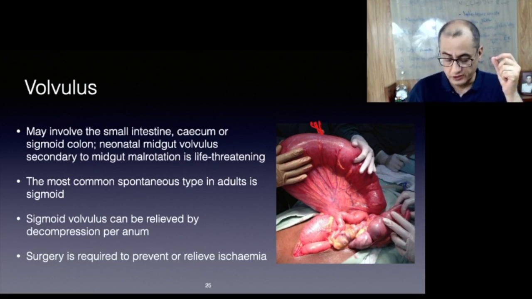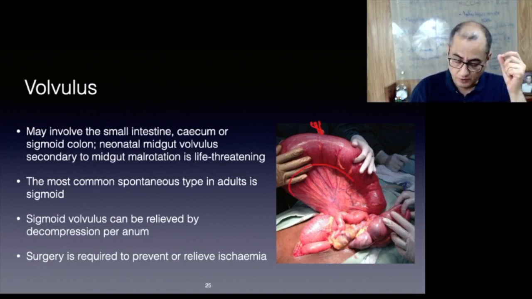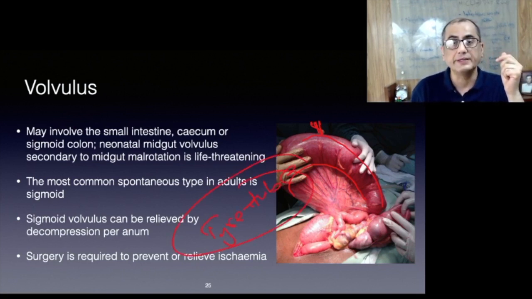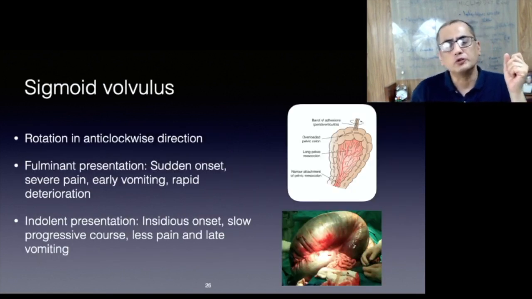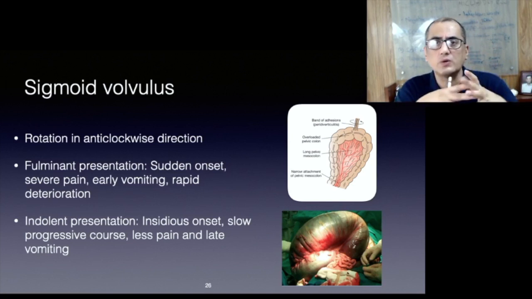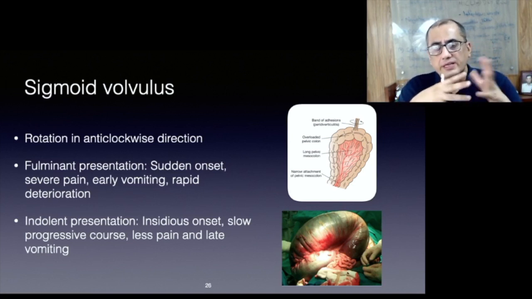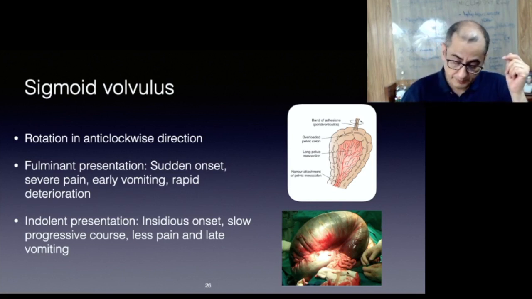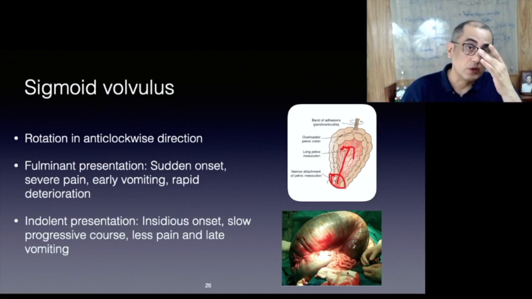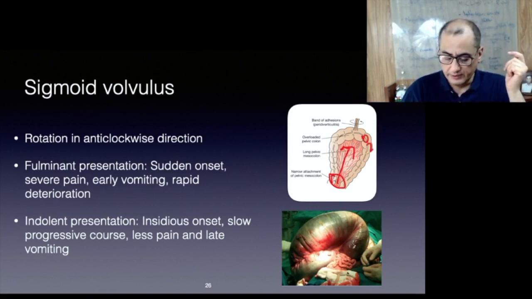This one is a typical appearance of a sigmoid volvulus, and this is a tire tube appearance, right? Now, the rotation in case of a sigmoid volvulus is always in an anti-clockwise direction. In a cecal volvulus, it is clockwise. The predisposing causes are a narrow attachment of the pelvic mesocolon, seen here, or a long pelvic mesocolon, an overloaded sigmoid, or a band.